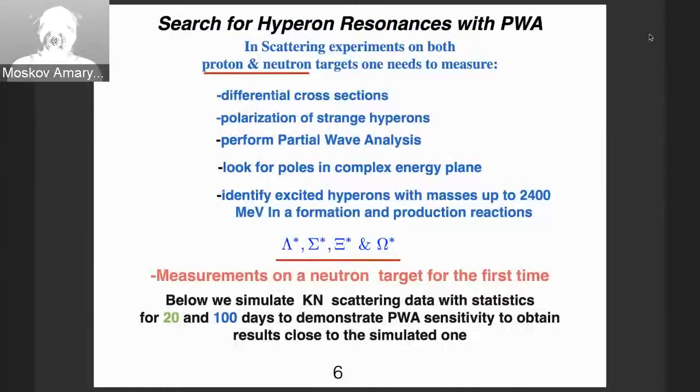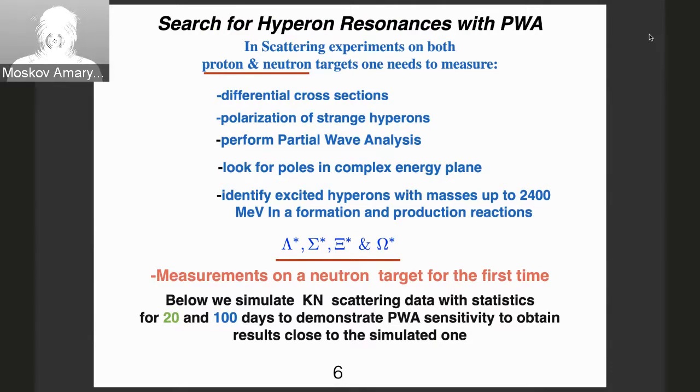For hyperon resonances, we need to do experiments on both proton and neutron targets, and we need to measure differential cross sections and polarization of strange hyperons, and then perform partial wave analysis. Then look for poles in the complex energy plane. So we can identify excited hyperons with mass up to 2,400 MeV in formation and production reactions.